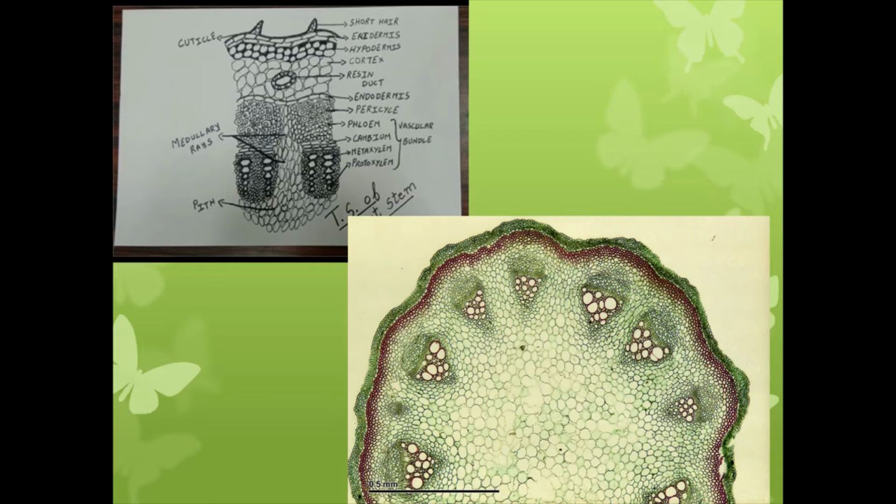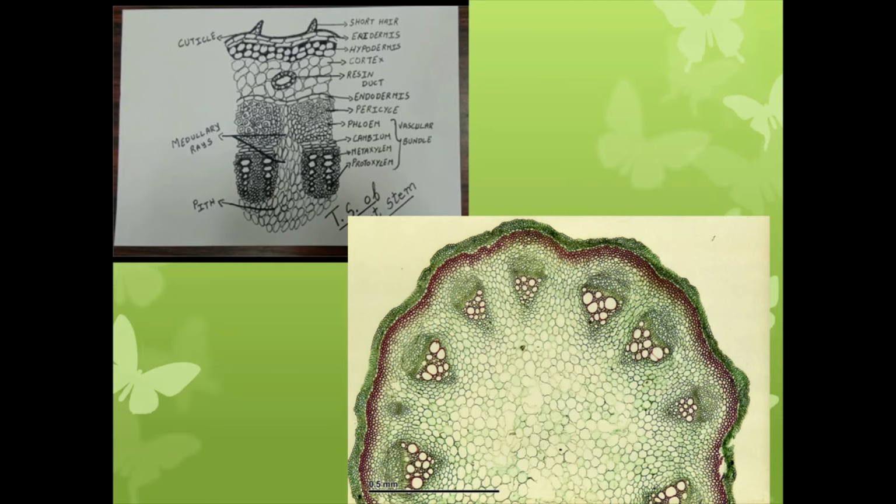Below the pericycle, we can see it is written as phloem. The phloem is responsible for transport of food from the leaf to the growing parts of the plant. Below the phloem, we can see a layer called the cambium. The cambium is nothing but meristematic tissue, and every rainy season or spring season onwards, this cambium becomes very functional and produces new xylem and phloem. Below the cambium comes the xylem. The xylem is responsible for transporting water to the plant.